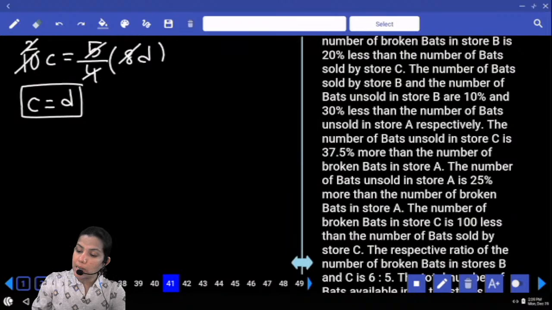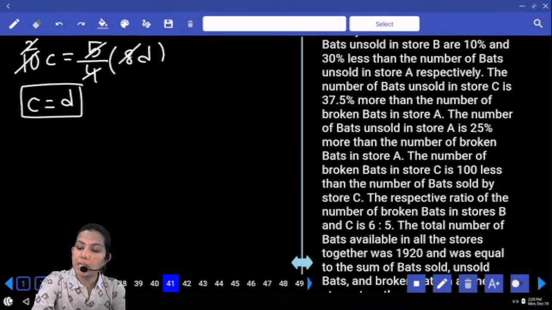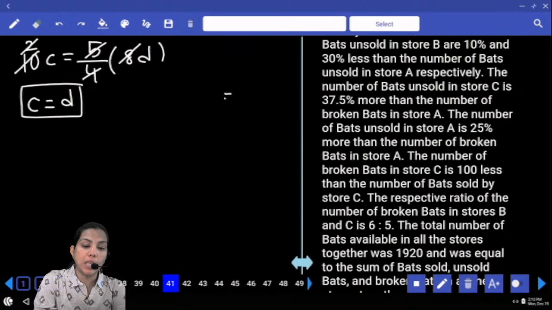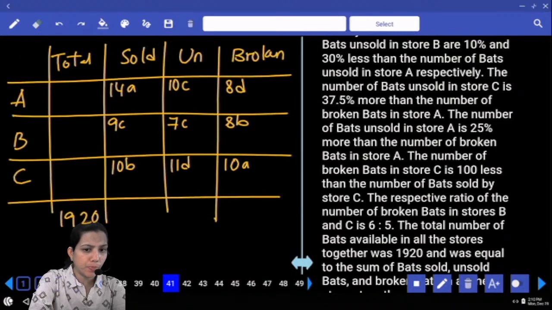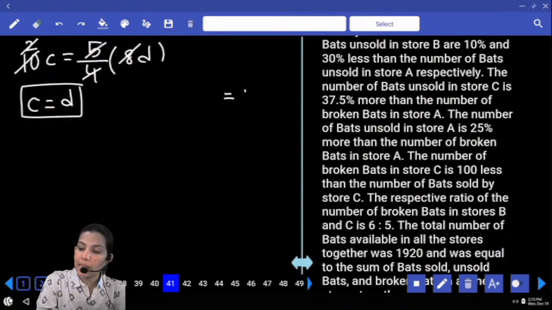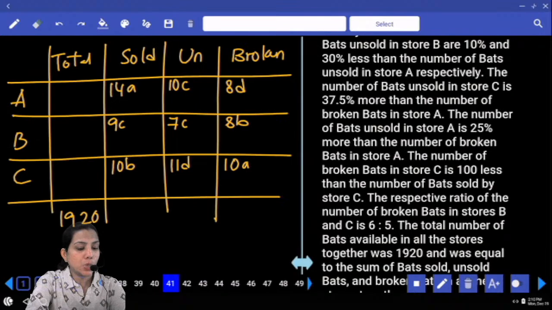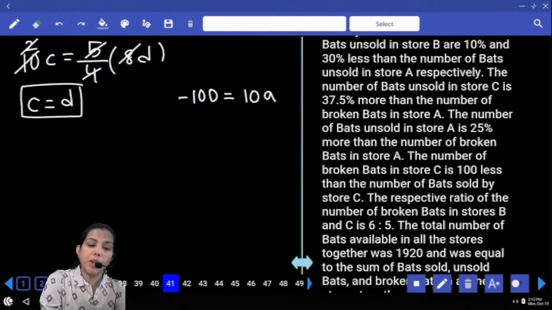And what is the next statement? The number of broken bats in store C is 100 less than the number of bats sold by store C. Number of broken bats in store C. What is broken C? Broken bats in store C is 10A. 10A is how much less? 100 less compared to bats sold by store C. What is C sold value? 10B. Compared to 10B, 10A is 100 less.